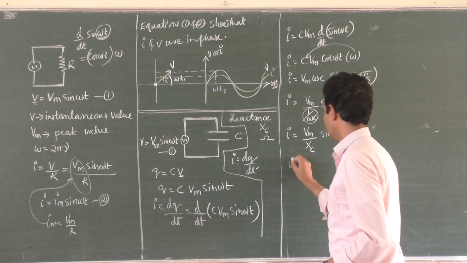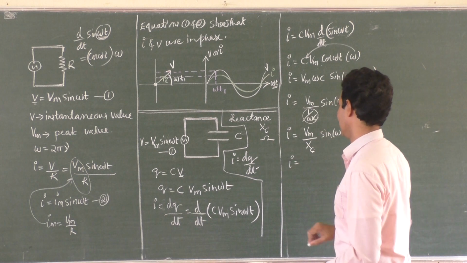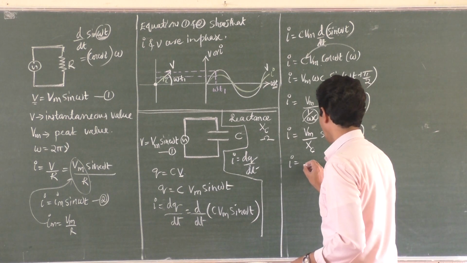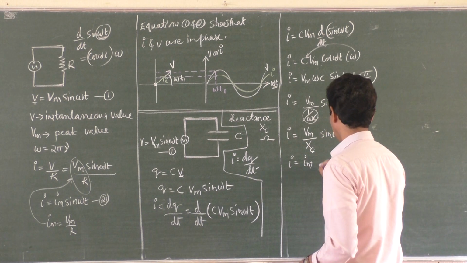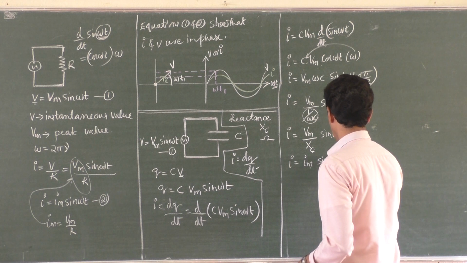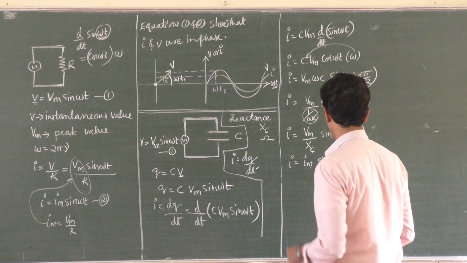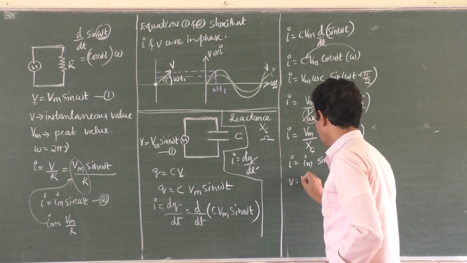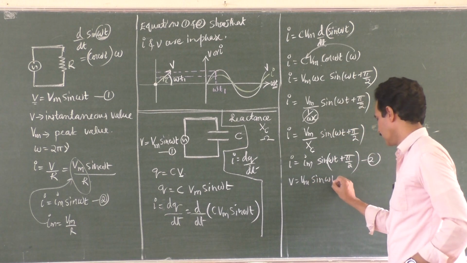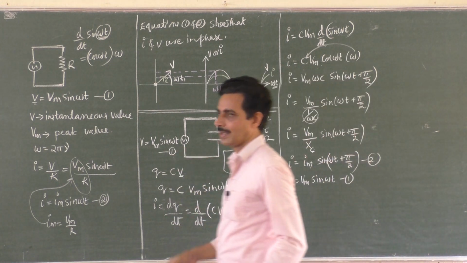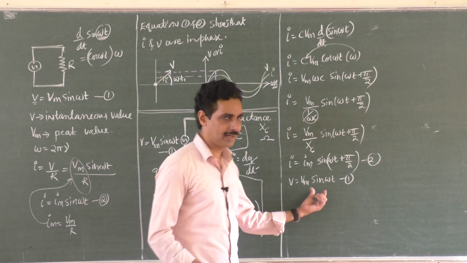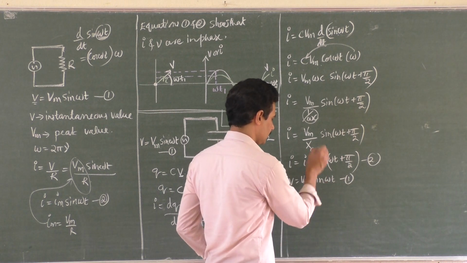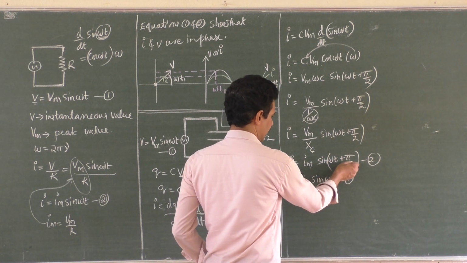Now I is equal to Vm by reactance, peak value of voltage divided by reactance of the capacitor, and that is called Im. I can treat this as Im sine omega t plus pi by 2. Okay, this is equation 2. Now compare these two equations. V is equal to Vm sine omega t is the first equation. Voltage was taken to be like this. So voltage varies sinusoidally like this. I is equal to Im sine omega t plus pi by 2. You compare these two equations. Here you have an extra pi by 2.